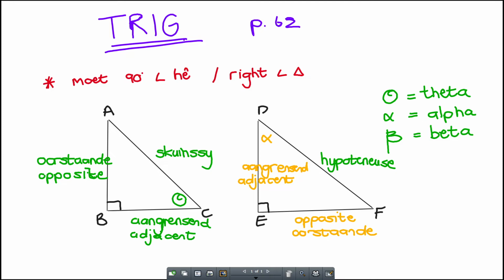Okay, nou wil ek gou vir jou vertel van die Trig verhoudings, né? We got 3 different trigonometric functions, né? Goed, kan ek maar skip? Okay. We have got sine, cos, and tan. This is what you've been seeing on your calculator.